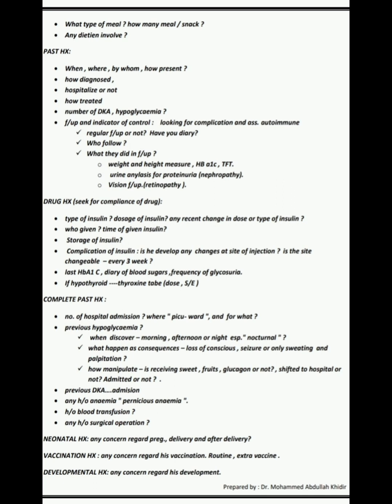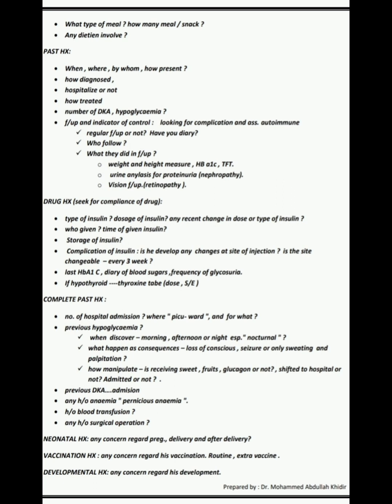Next, past history. For the past history of diabetes mellitus we will ask: when, where, by whom, and how it presented. So when was it diagnosed, where was it diagnosed, which doctor diagnosed it, and how did it present? How was it diagnosed, was he hospitalized or not at diagnosis, how was he treated, and is there any number of diabetic ketoacidosis episodes and hypoglycemia, present or not?